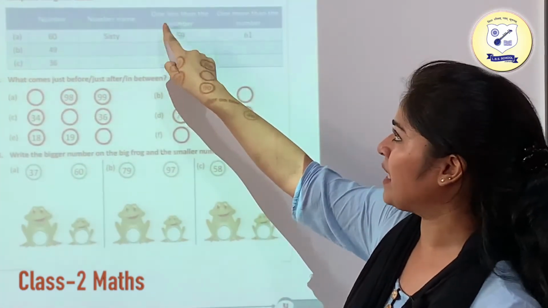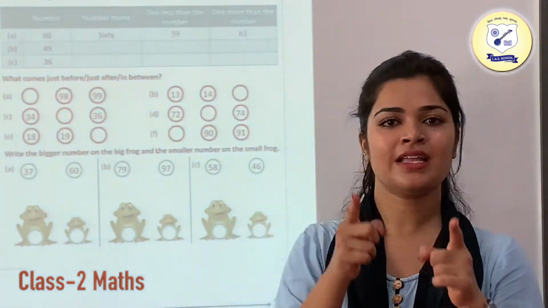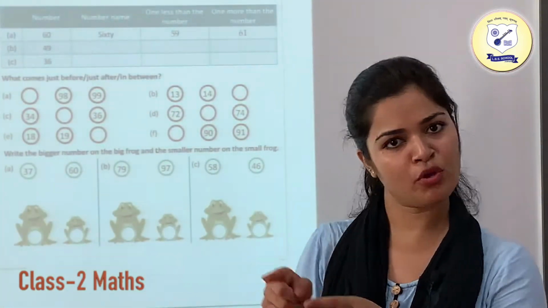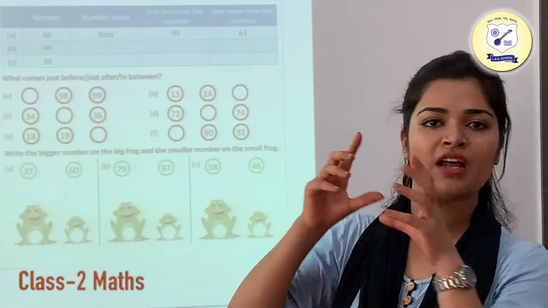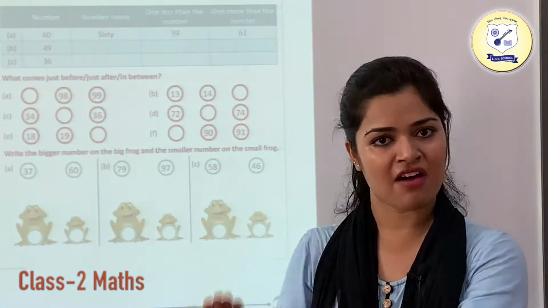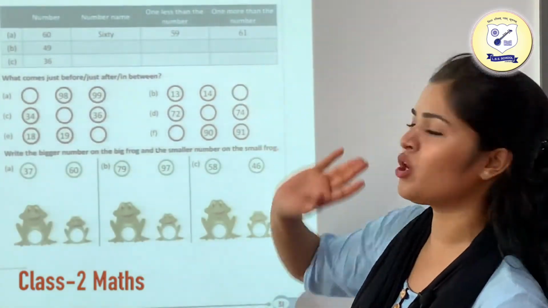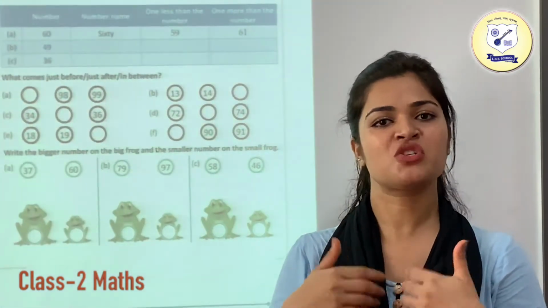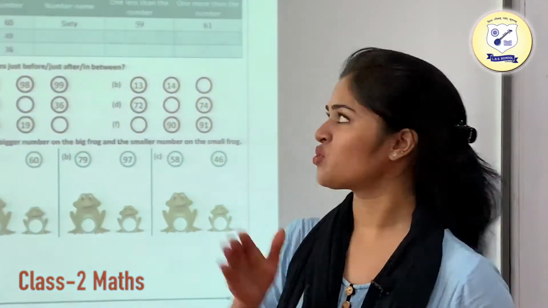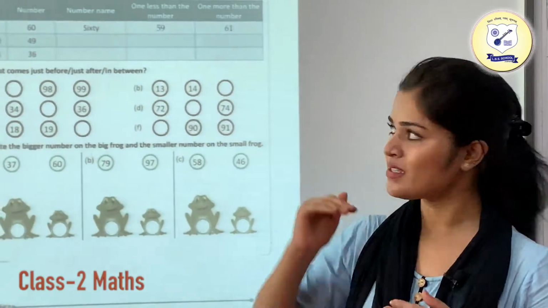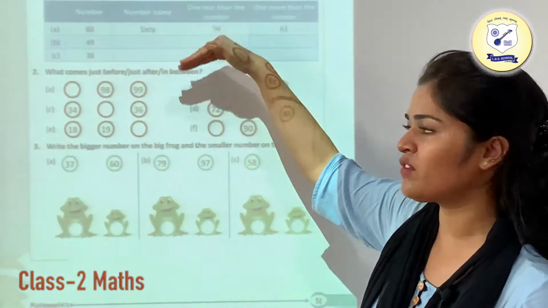After that you need to write the number which is just lesser than that of the 60. So that is going to be your 59, and next you need to write the number which will come after that of the 60. So that is going to be your 61, or you can say the number which is one more than that of the given number. So that is going to be your 61. Okay. Similarly, you need to fill the rest of the two columns.